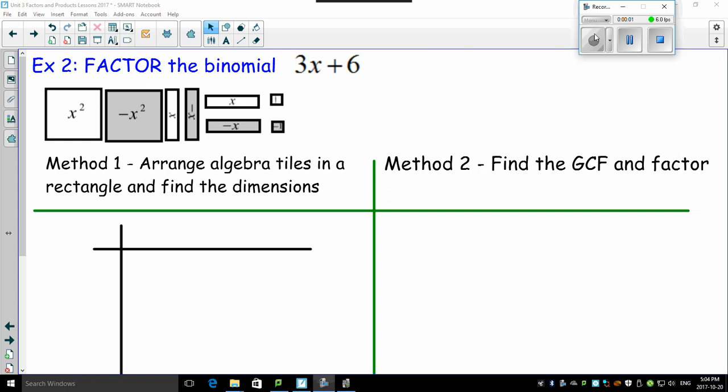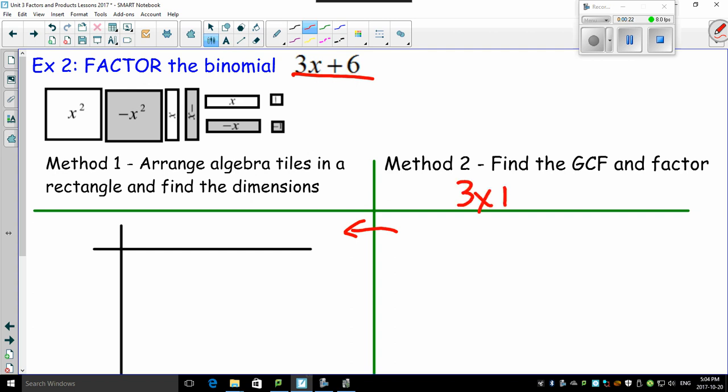Now, how does factoring look when you're using algebra tiles? Honestly, the easiest thing in the world is just to factor this using GCF, and then cheat and go write the algebra tiles. It sounds like you're kind of cheating, but oh well, let's see what happens.